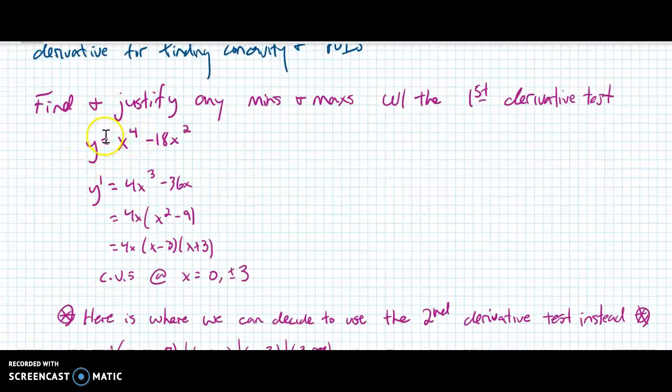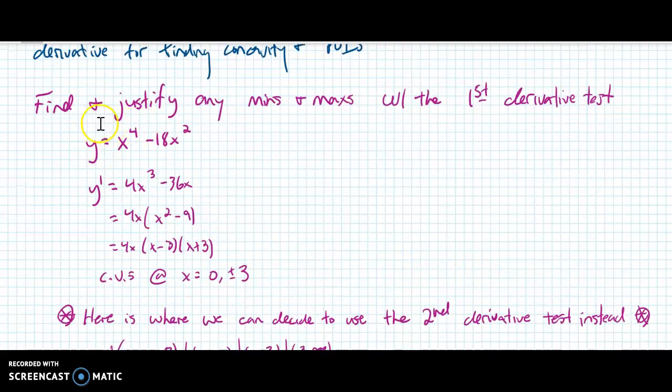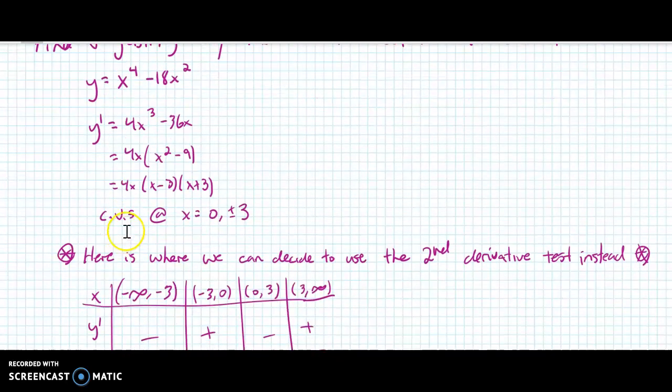So we start with the function. We take its derivative. We then go and factor it. I get 4x and x squared minus 9. That's a difference of two squares, so x minus 3 and x plus 3. That gives me three critical values, 0, and then plus or minus 3. Now, this is the spot where you can decide to use the second derivative test instead, right? I'm going to use this example to show you what the second derivative test is. When I do that, I'm going to use all this work right here.